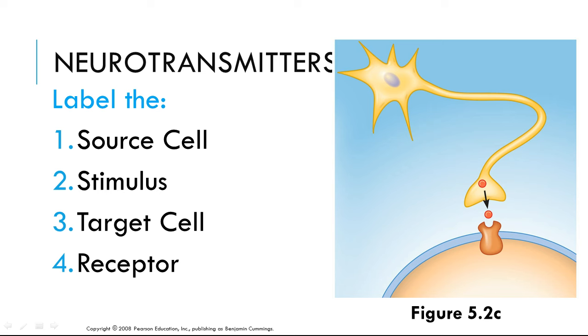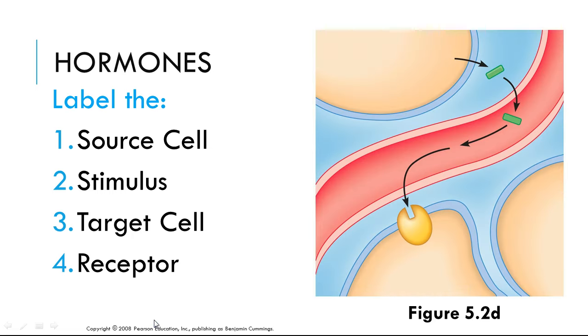Another type of extracellular messenger is called hormones. You've probably heard this term before at least. I want you to take a second and label the source, the stimulus, the target, and the receptor. So in this image, where is the source cell? Also on the very top, right? So this is our source. Where is the stimulus? The green thing.